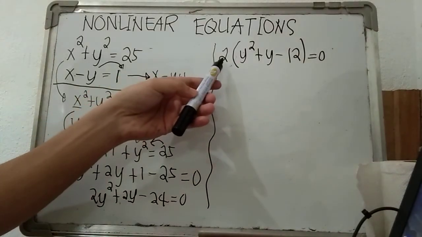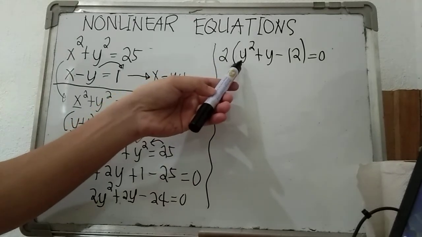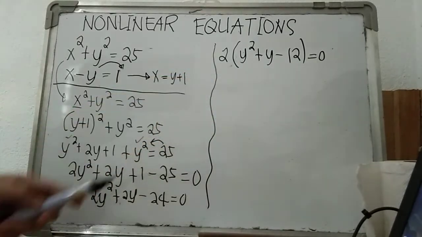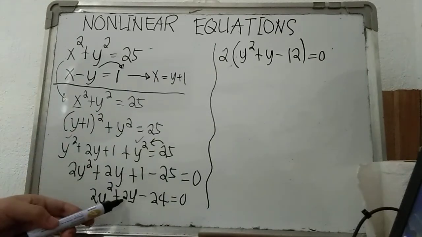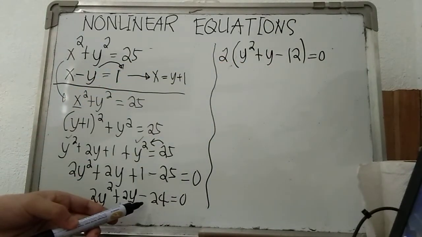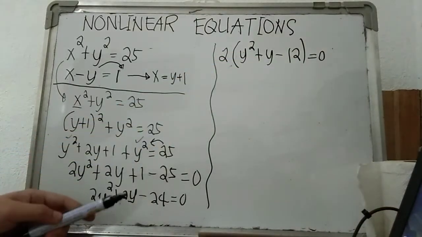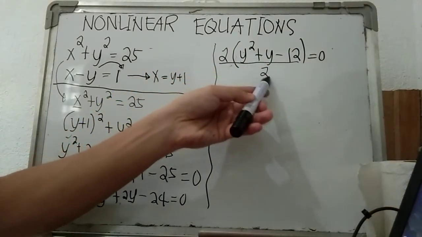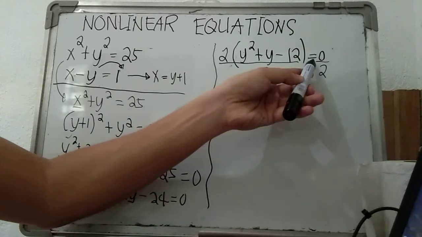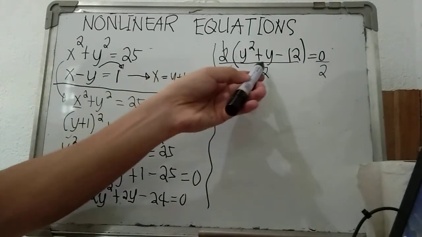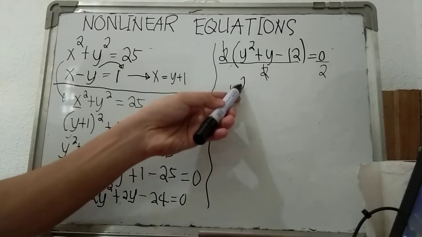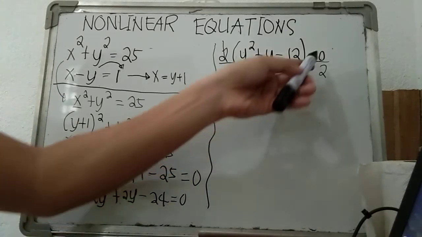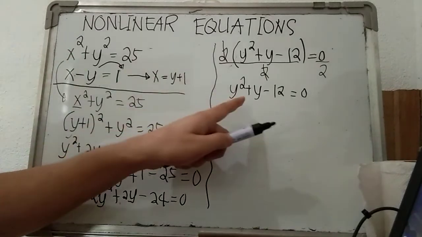Now, basically, if you will try to distribute 2 to every term of our second function, which is enclosed by parentheses, 2 times y squared is 2y squared. 2 times y is positive 2y. 2 times negative 12 is negative 24, which is equal to 0. So basically, this one and this one are just the same. Now, we are going to divide both sides by 2, and also divide on the right side to maintain the balance or the equality. Then we're going to cancel that. So what's left? We have here y squared plus y minus 12 is equal to 0, because 0 over 2 is just 0. Now, is this factorable? Yes.